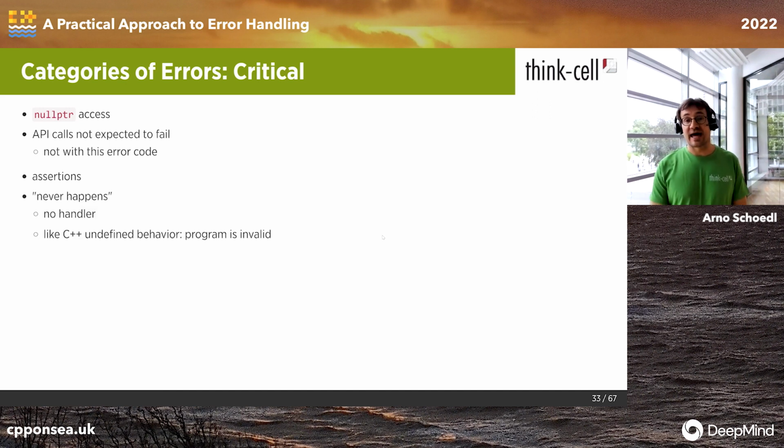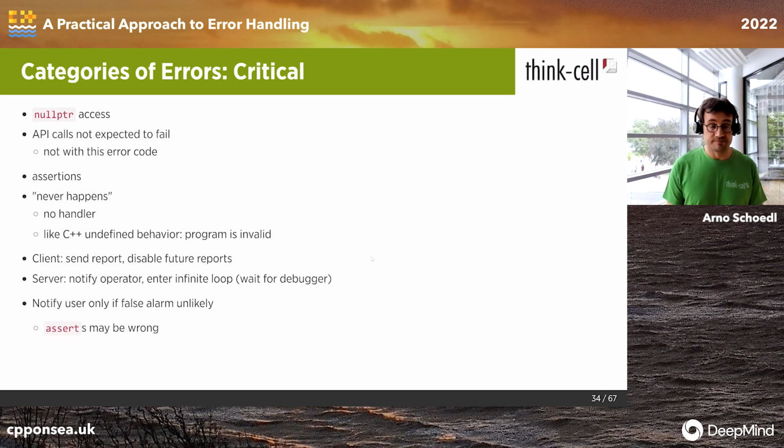Now, they're treated as if they basically never happen. You don't write any handlers for them. And it's a little bit like C++ undefined behavior. The program state is invalid afterwards. We don't report anything more, and carry on and hope for the best. So that's the client: send the report, and then we disable future reports.